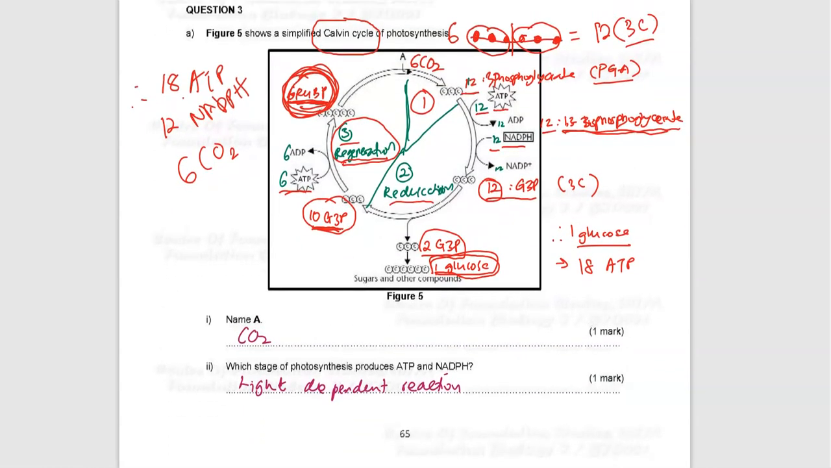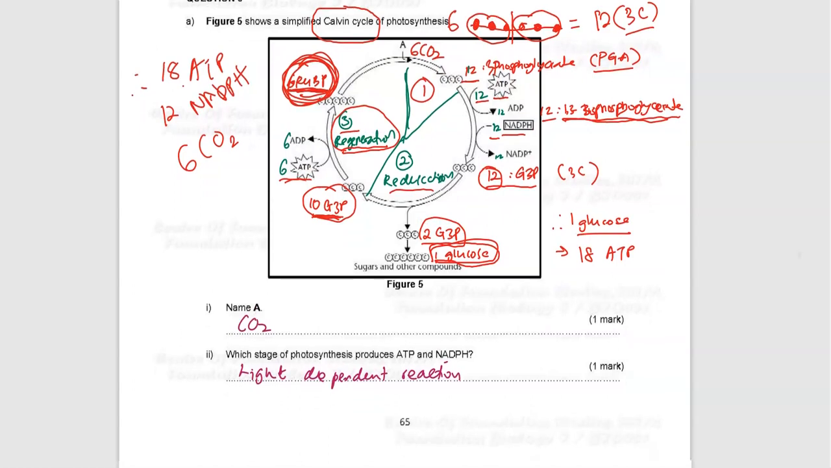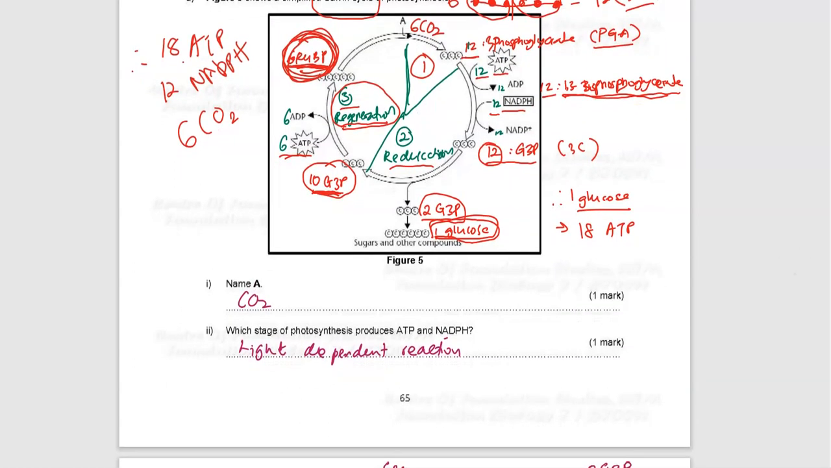So name molecule A. Molecule A is carbon dioxide. Which stage of photosynthesis produces NADPH and also ATP? The answer is the light reaction. As you know, the purpose of the light reaction is to produce these two molecules, ATP and NADPH, that will be used during the Calvin cycle.